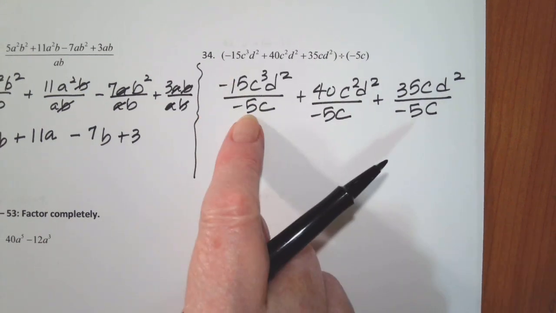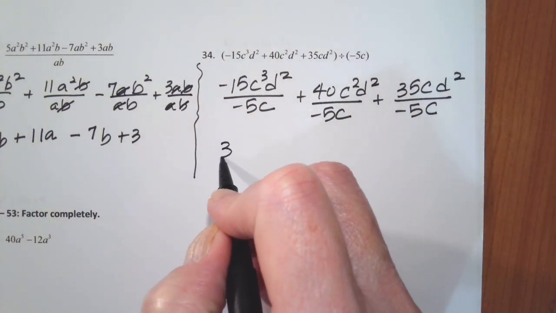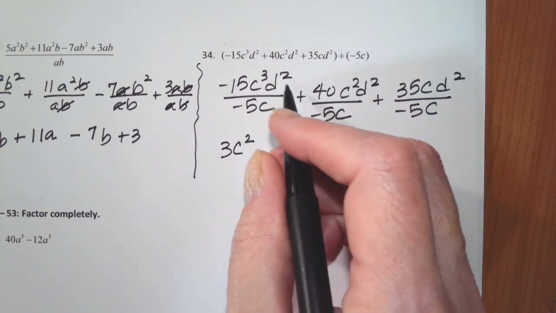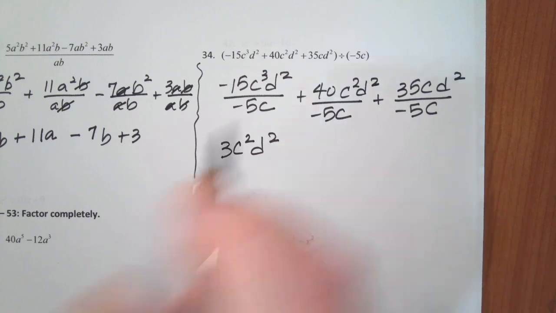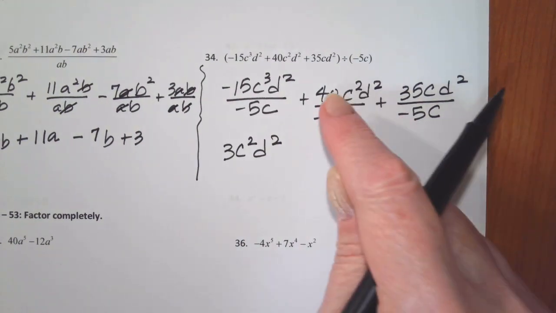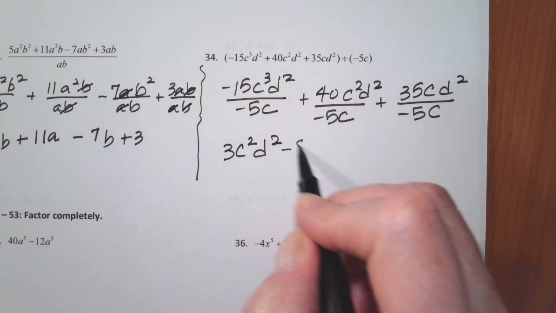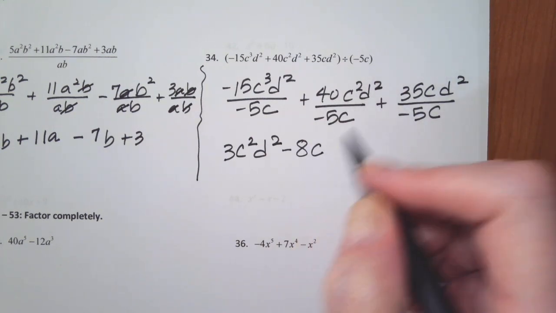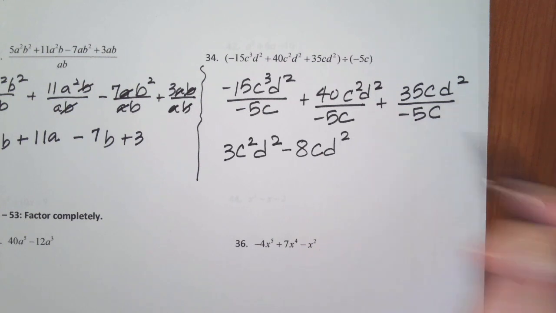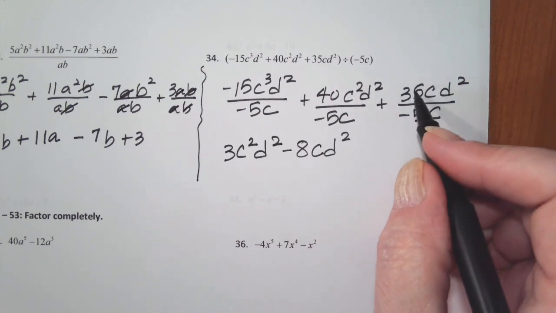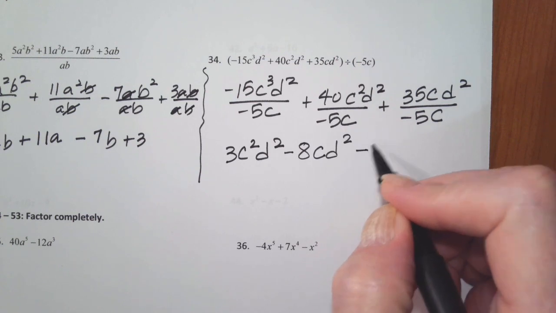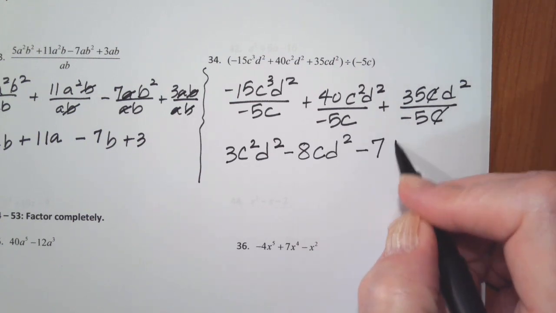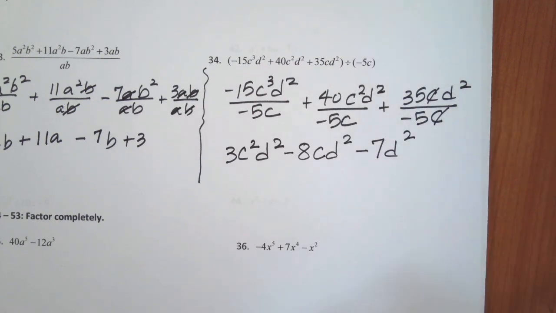Okay, 15 divided by negative 5 is 3. The c's, 3 minus 1 gives me c to the second, and the d to the second remains the same. 40 divided by negative 5 is negative 8. C to the second over c is c, and the d to the second remains. 35 divided by 5 is negative 7. The c's cancel, and I'm left with d to the second.